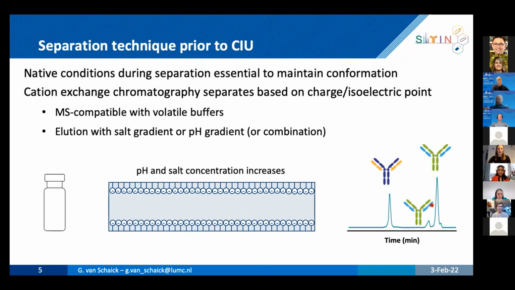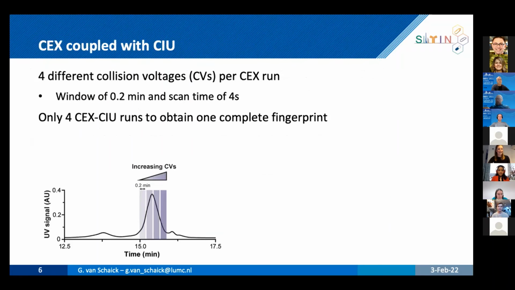To be able to couple these two separation techniques together, we had to adjust the methods quite a bit, because normally for liquid chromatography, you would like very narrow peaks. However, if we're going to perform collision-induced unfolding, we actually like broad peaks. But they cannot be too broad because then the signal is too low, so you need to find a compromise there. Also, you want to apply as many different voltages in one run, because it means you have fewer runs to measure, and it means that it goes faster.